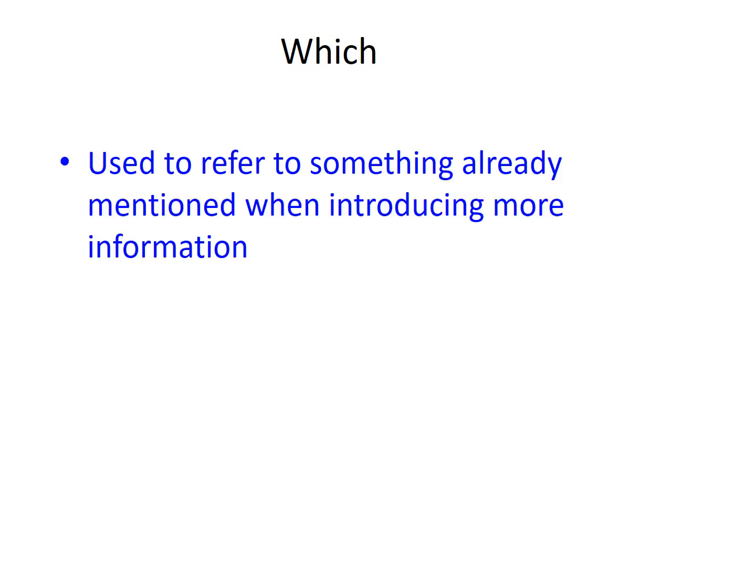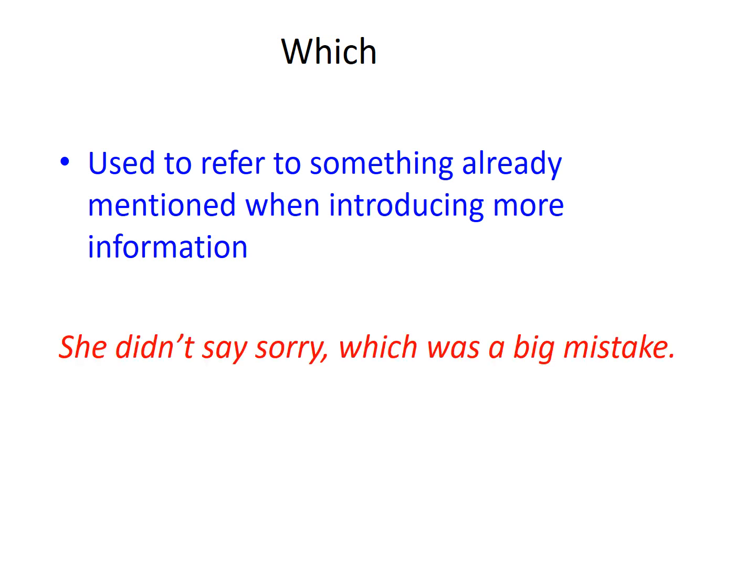And finally, which. It's used to refer to something that's already been mentioned when introducing more information which links to what's already been mentioned. So for example, she didn't say sorry, which was a big mistake. The use of the word which at this moment tells us the fact that the girl didn't say sorry is an ongoing battle now. There is an issue between our speaker and the girl. We need the word which because new information is introduced here.